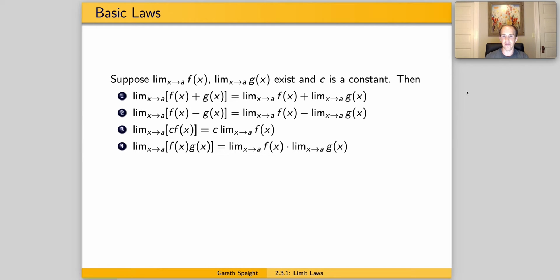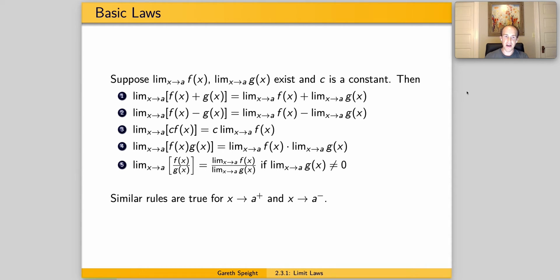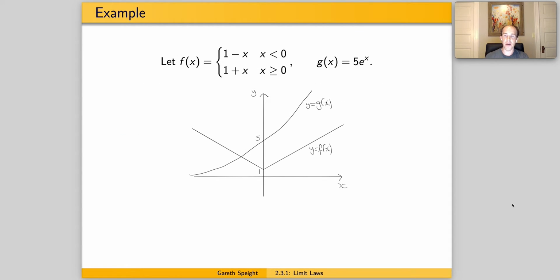The limit of a product, so the limit of f of x times g of x, is the product of the limits, so the limit of f of x times the limit of g of x. And similarly with quotient, so the limit of f divided by g is the limit of f divided by the limit of g, except here we have to be really careful that nothing on the bottom is allowed to be 0. So we have to insist that the limit of g of x as x tends to a is not equal to 0. Okay, and here I wrote everything for two-sided limits, but we also have similar rules if we replace all of the two-sided limits by one-sided limits, so x tends to a plus and x tends to a minus.